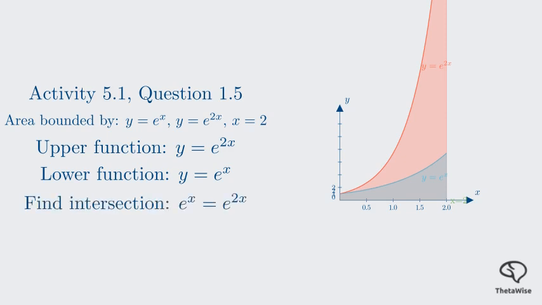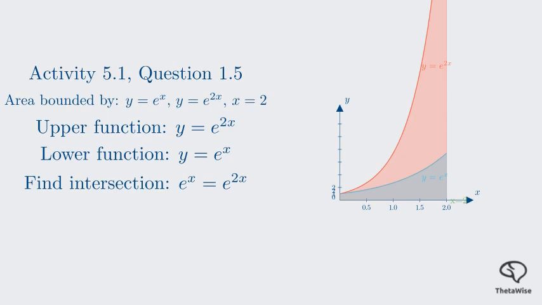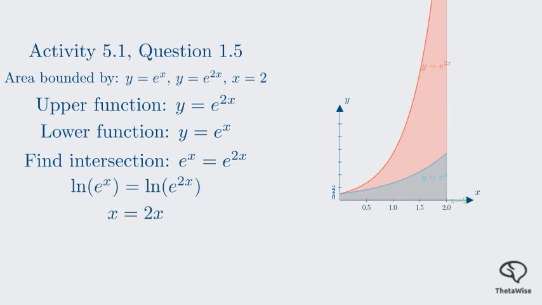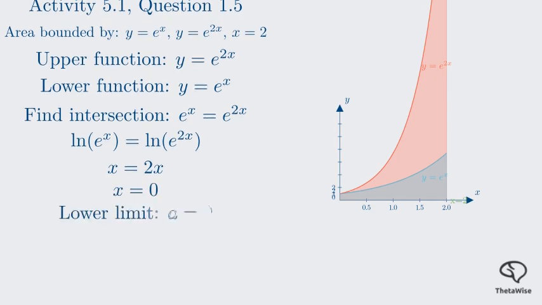Let's find the intersection point by setting e to the x equal to e to the 2x. To solve for x, we can take the natural logarithm of both sides. This is a common and effective strategy. The natural log of e to the x is x. The natural log of e to the 2x is 2x. This gives us the simple equation x equals 2x. The only solution is x equals 0, so our lower limit of integration is 0. So we are integrating from x equals 0 to x equals 2.